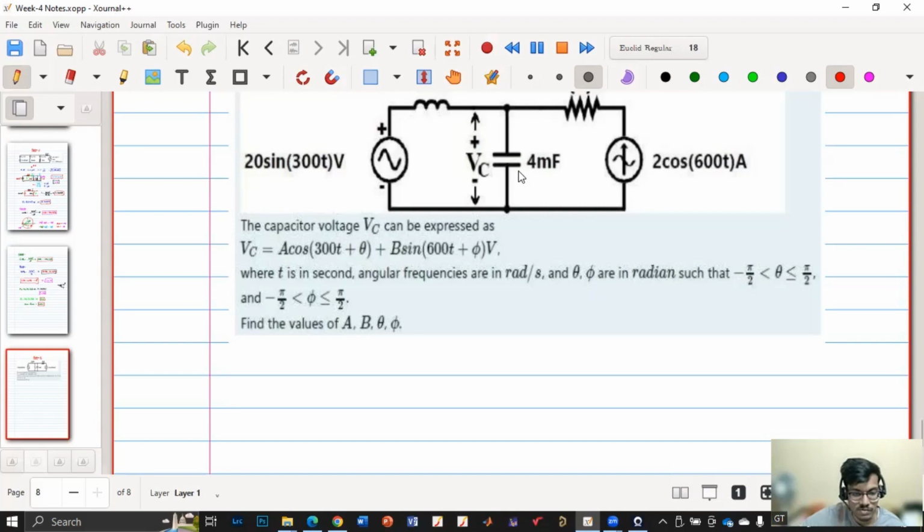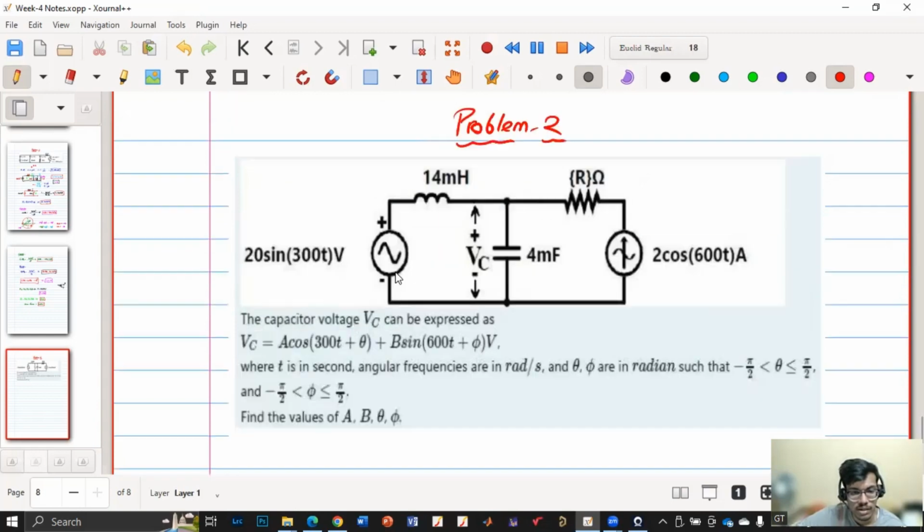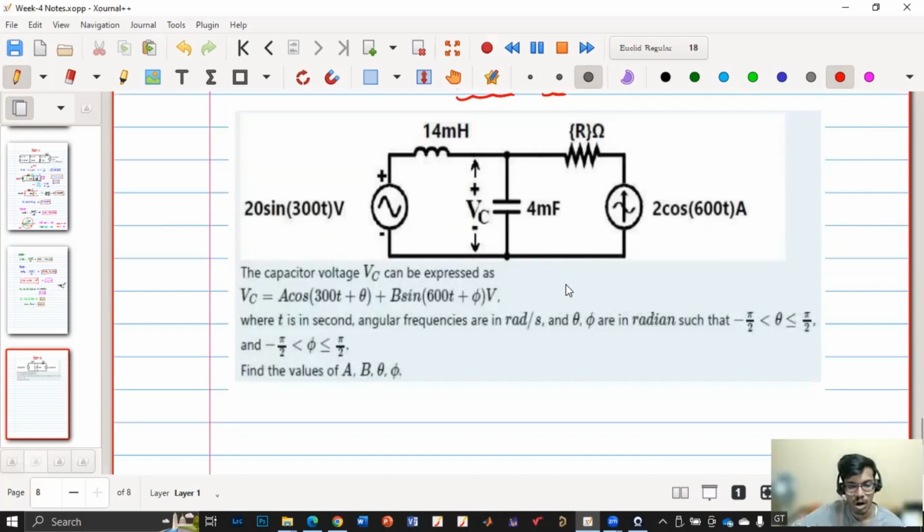the capacitor voltage VC can be expressed as this. So now calculate A, calculate B, and they have given one voltage source here, one current source here. So how shall we proceed? Like, what are your initial thoughts? Say this problem has come, two sources are there, and they're asking. So what is your initial thought? Like, how shall we proceed? By applying the nodal, okay.